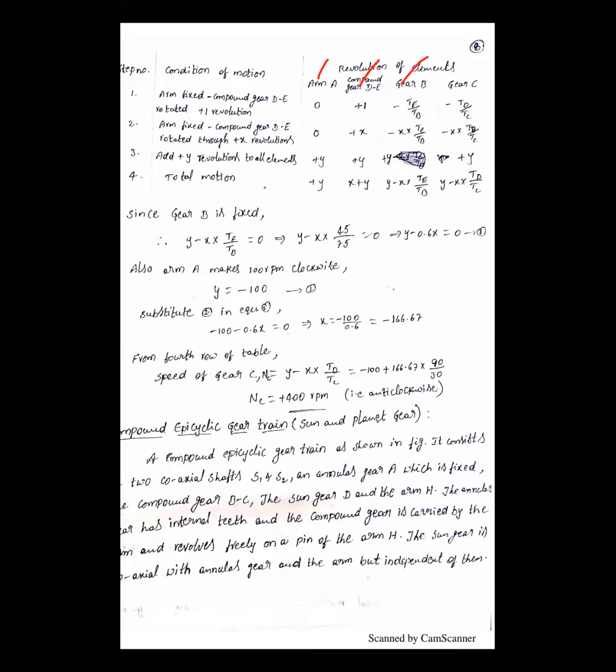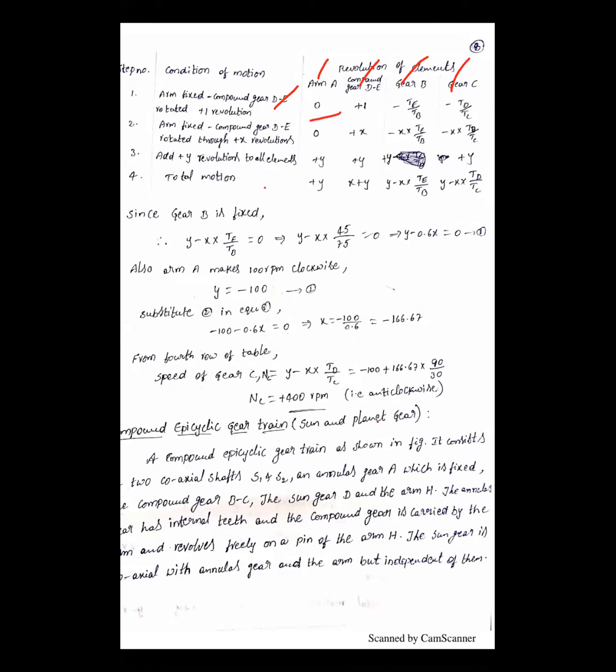So how many columns are there? Four columns. Now we are going to take the assumption that the arm is fixed and compound gear DE makes +1 revolution. Let us assume compound gear DE is the driver. When we write that compound gear DE makes +1 revolution, we are going to calculate the speed of the other gears.